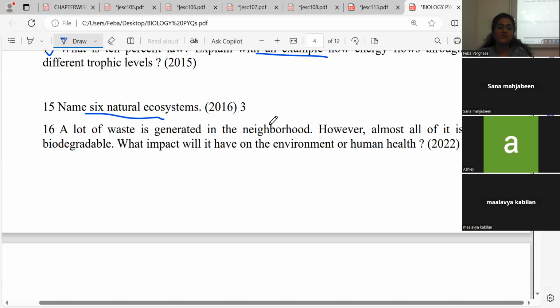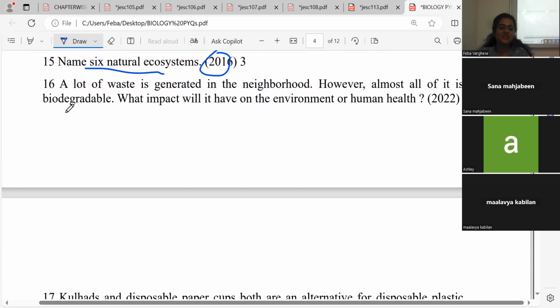Name 6 natural ecosystems. So simple. 3 marks. Oh my God. It was in 2016. You don't need to expect it. Yes, all right, any 6 natural ecosystems.